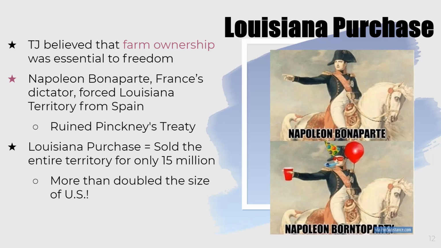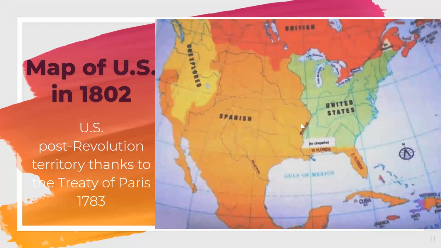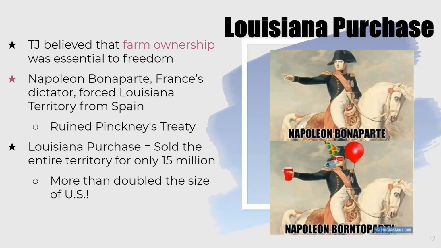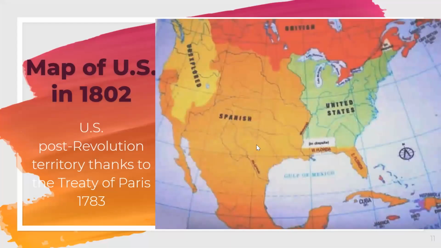And so if you look back at this map, we said that Spain has this area, but Napoleon Bonaparte, who is the current dictator of France, is able to strong arm that land, this Louisiana territory, which is essentially this whole central part of the modern day United States.